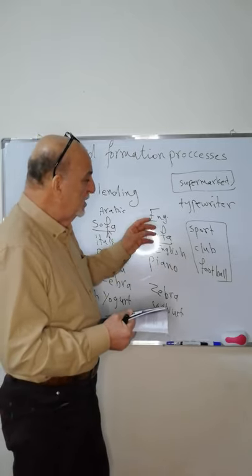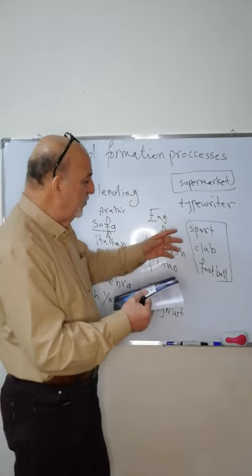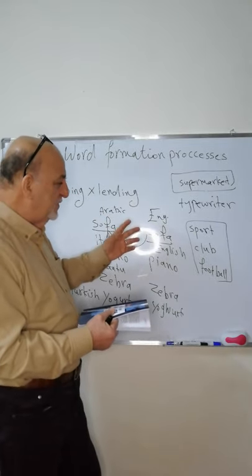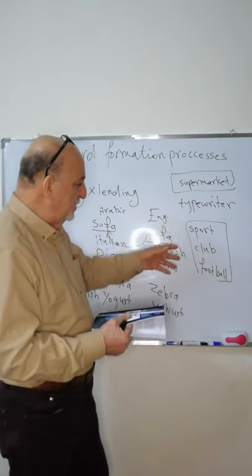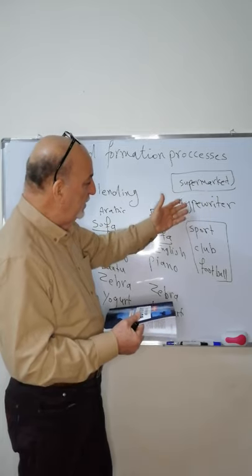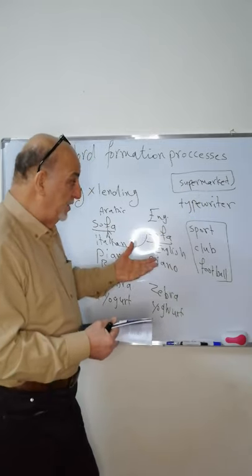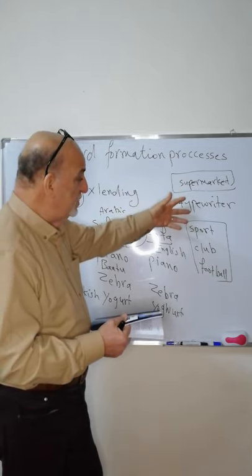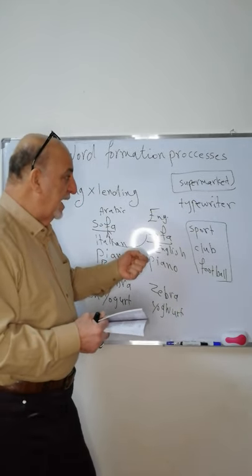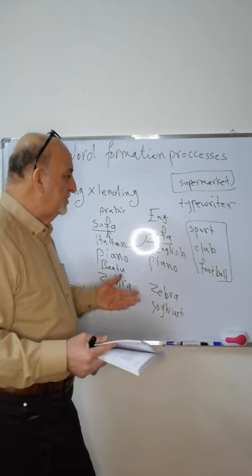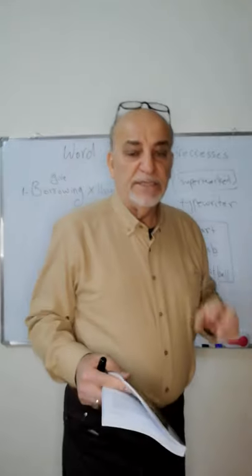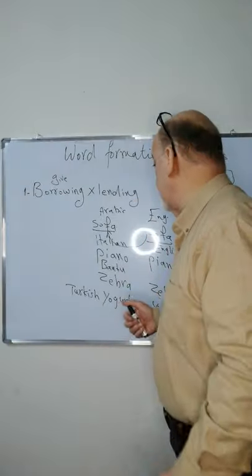Now, the point I repeat is that when English borrows a word from Arabic, it is not going to return it. They keep it. Also, when English lent these words to Japanese, and the Japanese use these words, they are not going to return them to the lending language, to English. This is my point. This is what we mean by borrowing as the first word formation process.